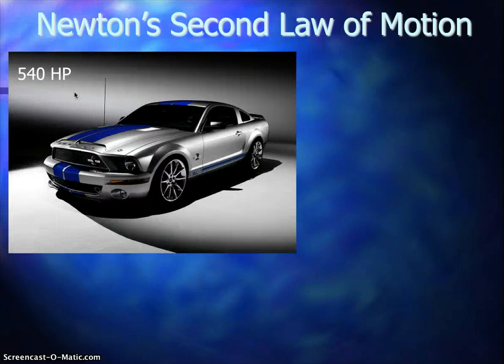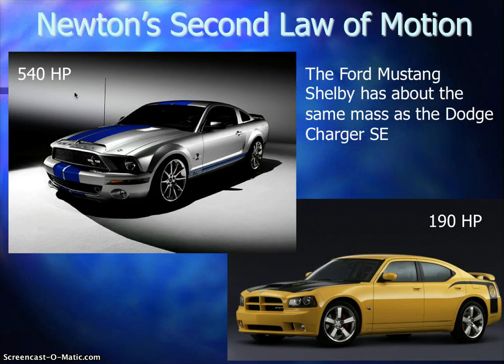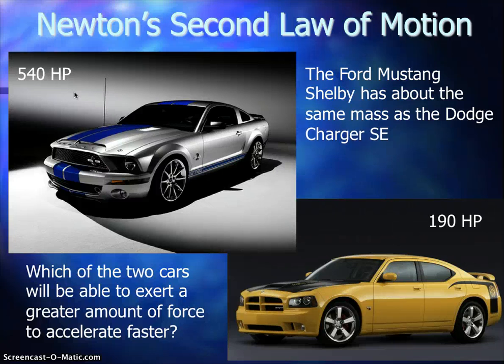If you have a Ford Mustang Shelby Cobra and a Dodge Charger, both have about the same mass. But the Ford Mustang Shelby has 540 horsepower, so it can deliver a lot more force, whereas the base model of the Charger will only have 190 horsepower. So between the two vehicles, what can you say about the acceleration of both vehicles? The answer should be pretty basic at this point.